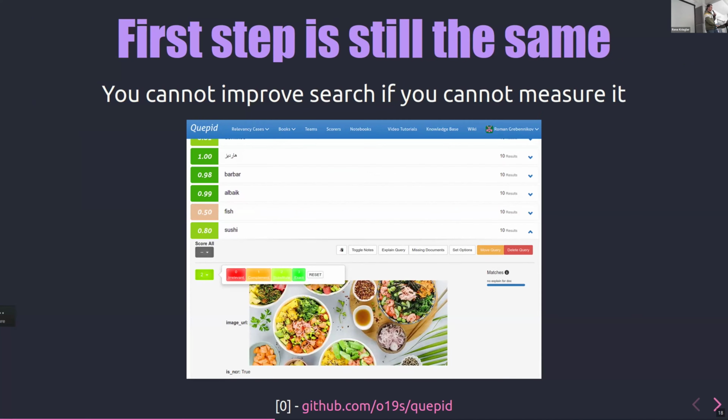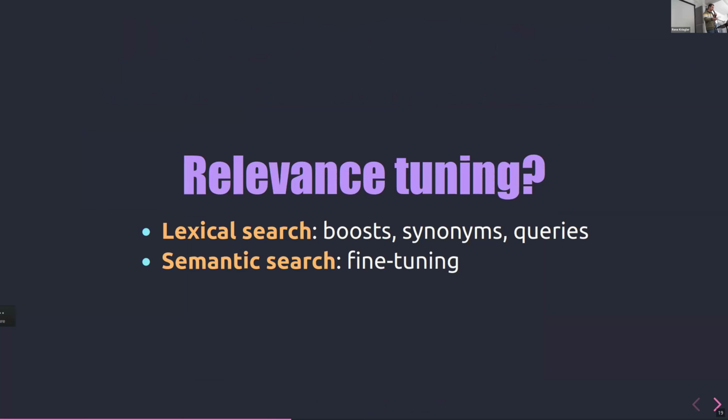But what about relevancy tuning for semantic search? For lexical search, you can do boosts, synonyms, queries, but with semantic search, you can go a bit further and try fine tuning. Not training your model from scratch, because to me that seems like a bit of an overkill, but you can take an existing model, which already knows something about relevance, and just adjust it for your particular use case and customer intent, like for food.